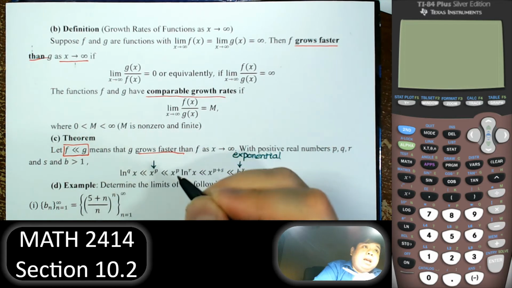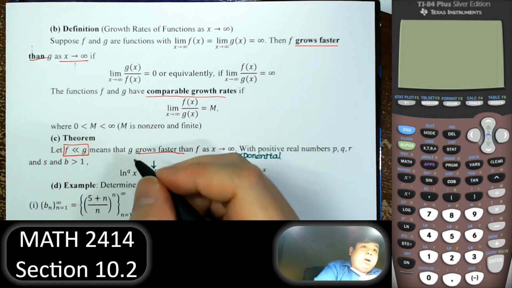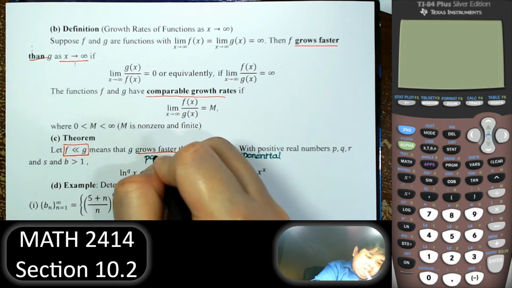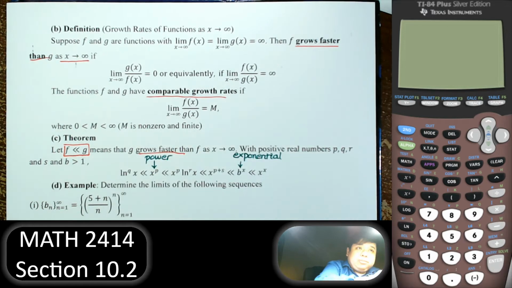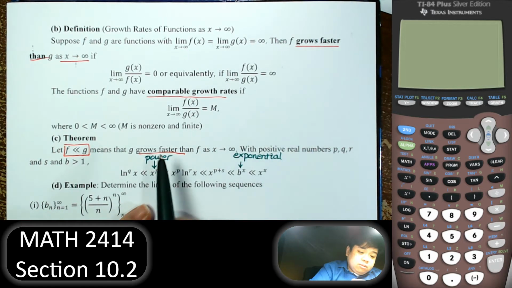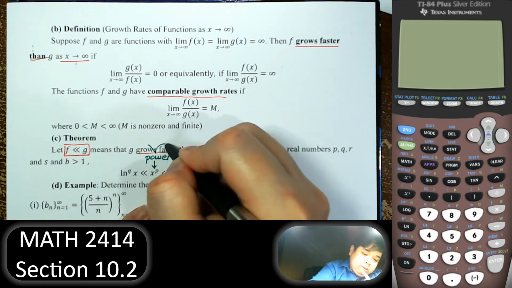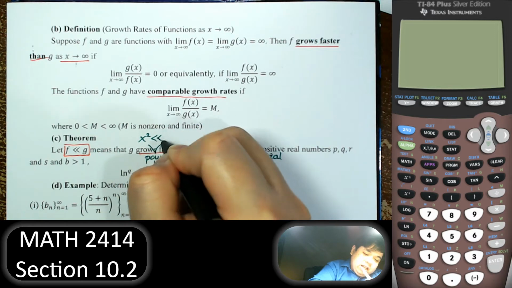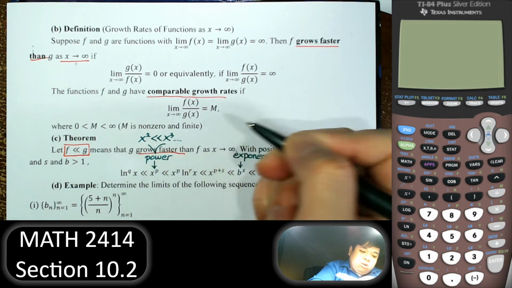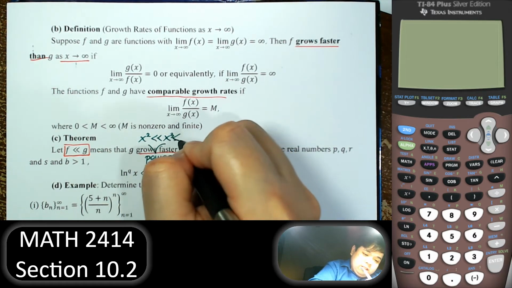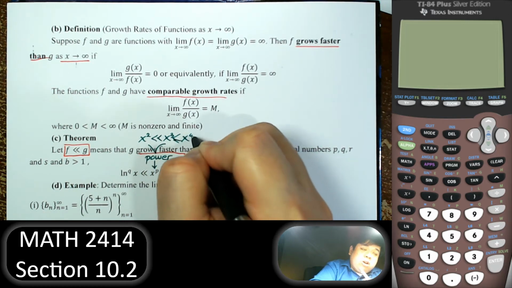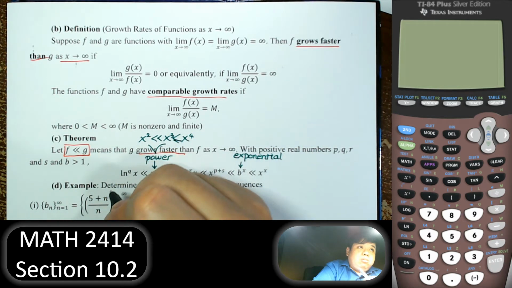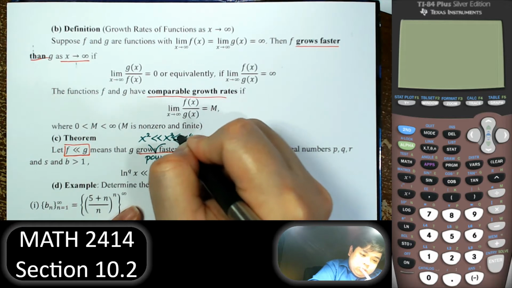And x to the p is, let's say, called a power function. And within the power functions, we have x squared significantly less than x cubed, and then so on. So the bigger the power, the bigger.